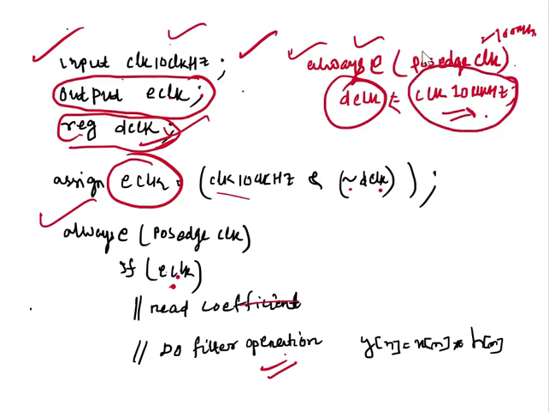Okay, so this is all about your edge detection circuit. I explained the theory part, then your circuit, and tried to explain this Verilog code also.